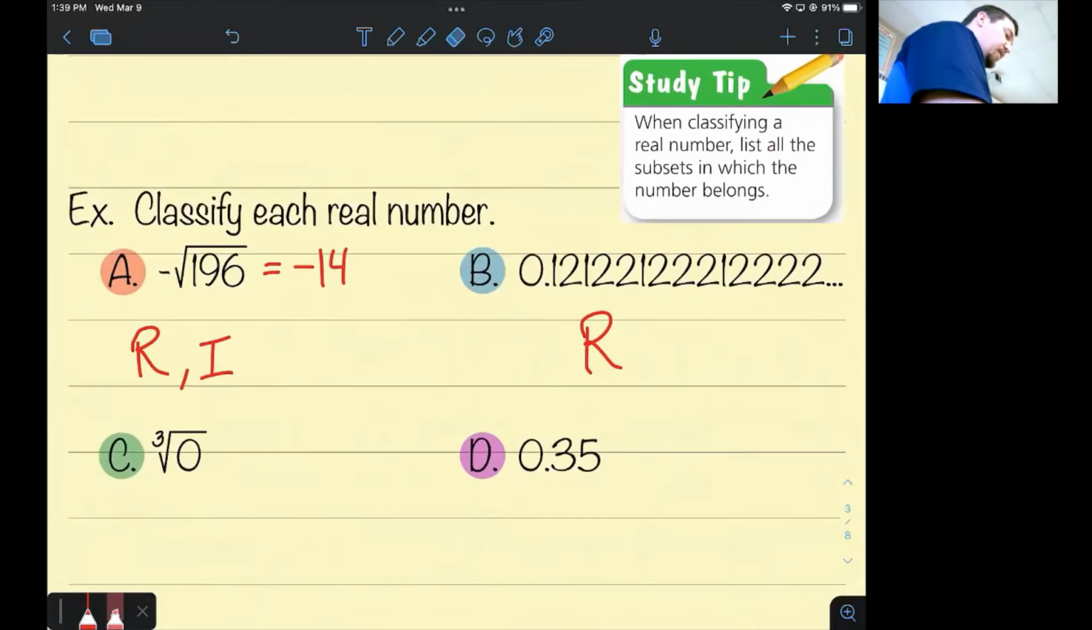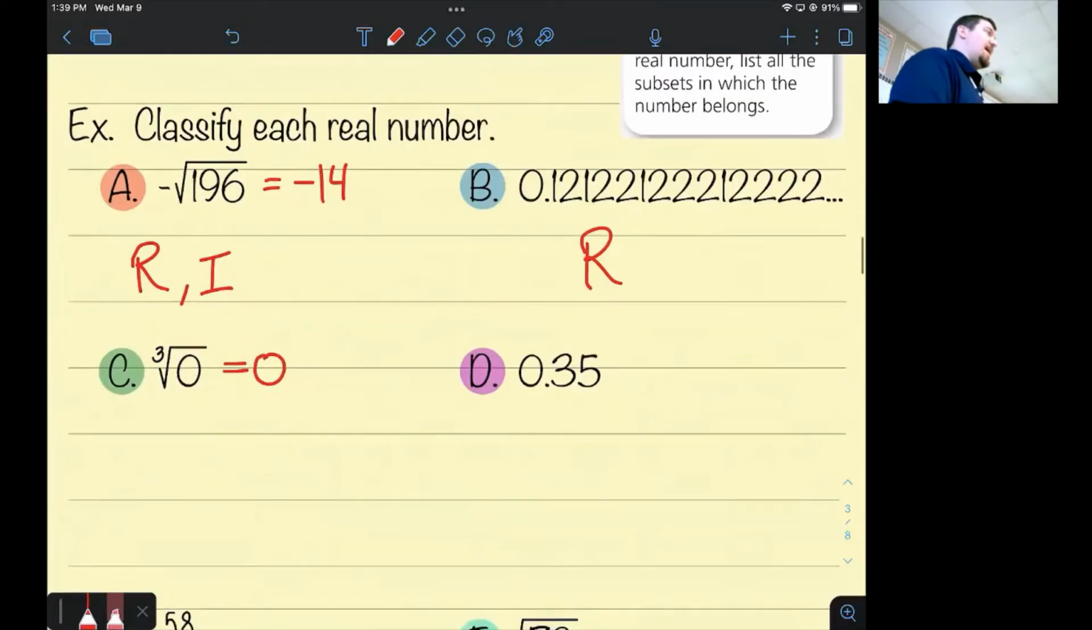What about the cube root of 0? Can you think of a number times itself that gives you 0? 0. So this is 0. Is 0 rational or irrational? Xander? It's rational. Rational. Is it an integer? Yes or no? Yes, it's an integer. Is it a whole number? Yes. Is it a natural number? No, because natural numbers start at 1. By the way, I'm using I for integer. I'm going to use IR for irrational, just so you know the difference, okay?